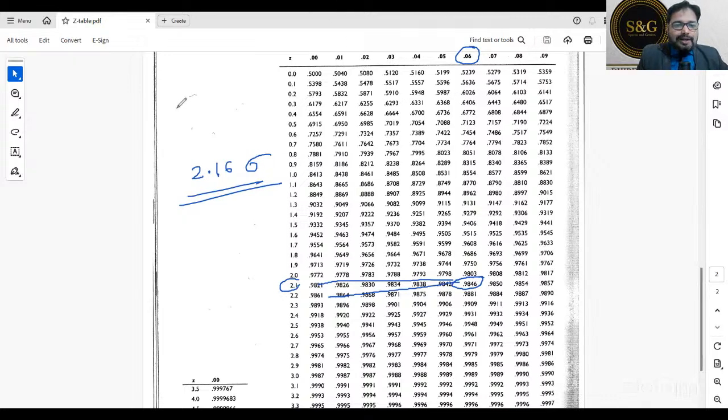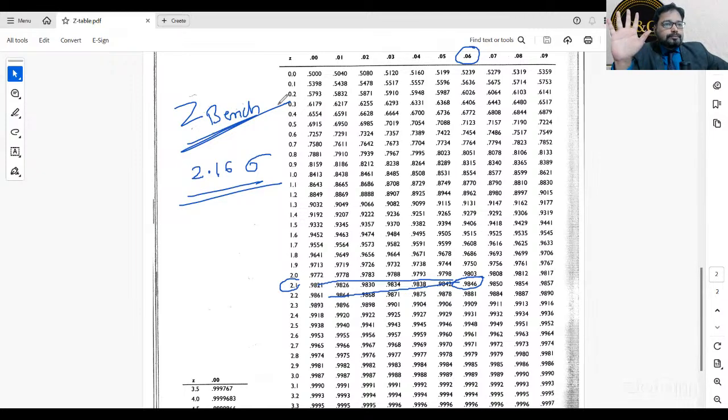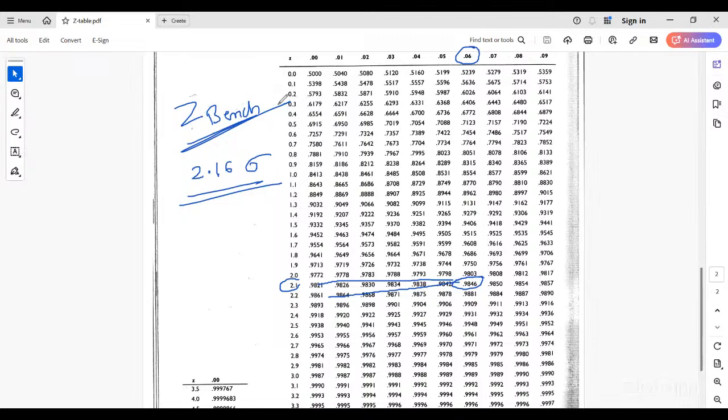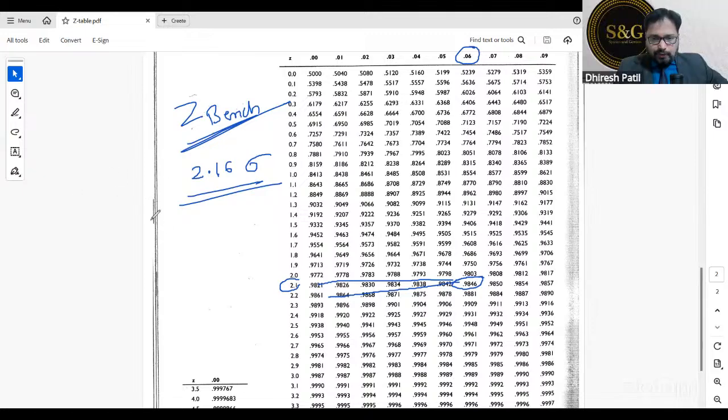And this is called a Z bench value. How many of you got this? Just type yes in the chat box. Clear hai? Super clear? I have a question. Yes. So the Z score and Z bench are same or different? Correct. So that's what I'm explaining.